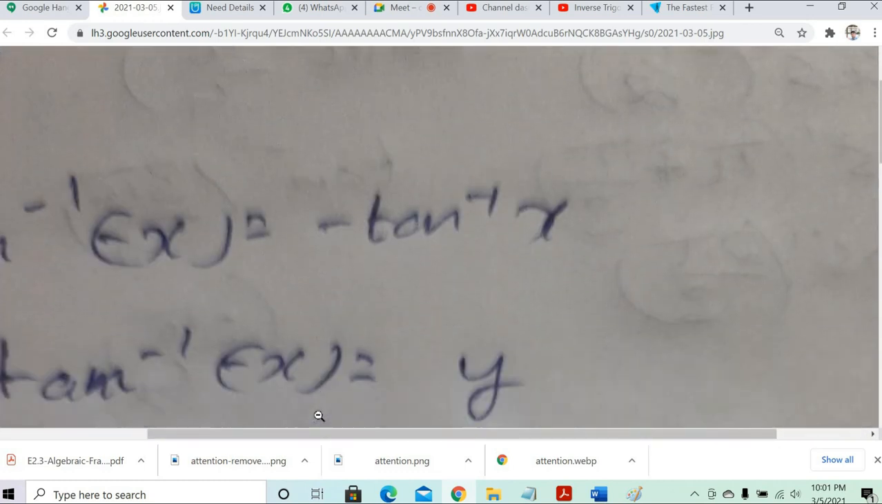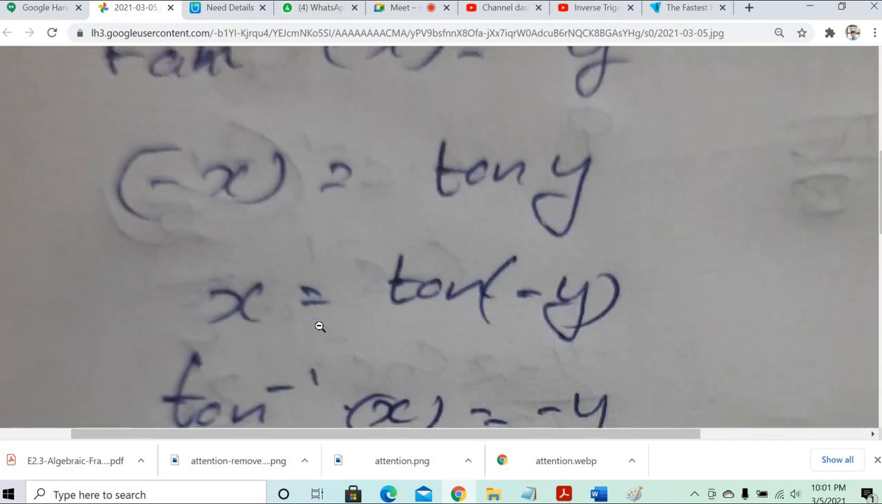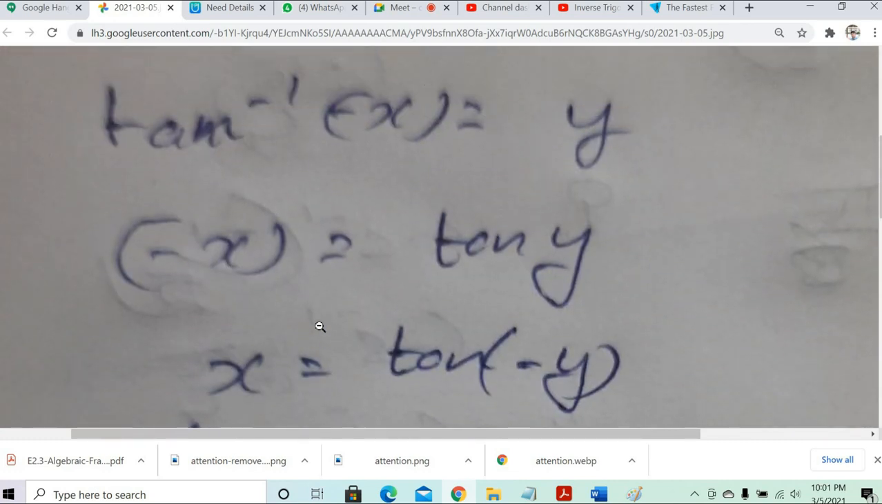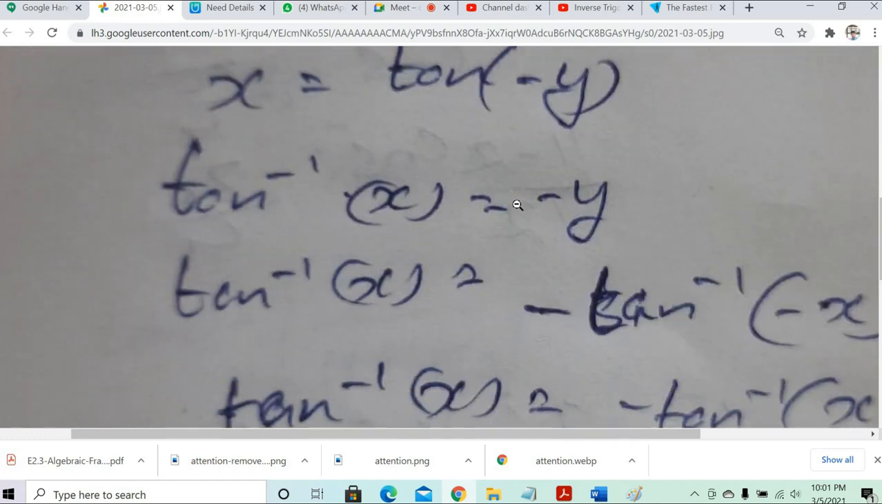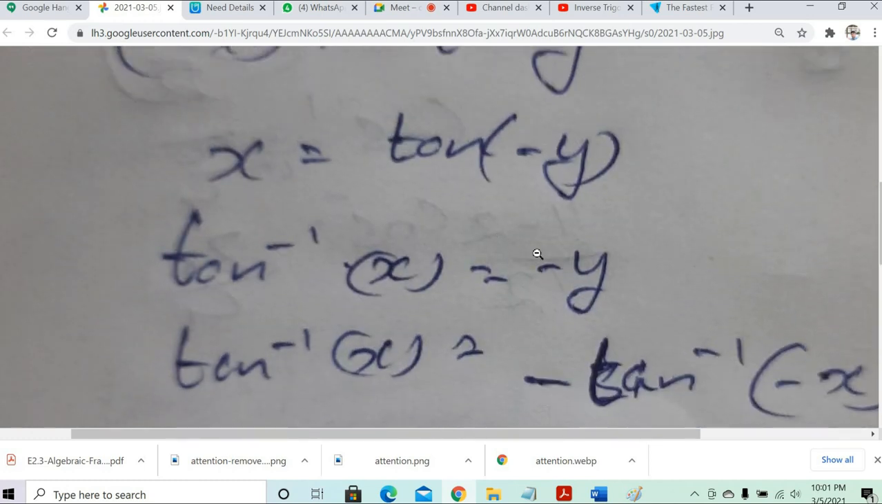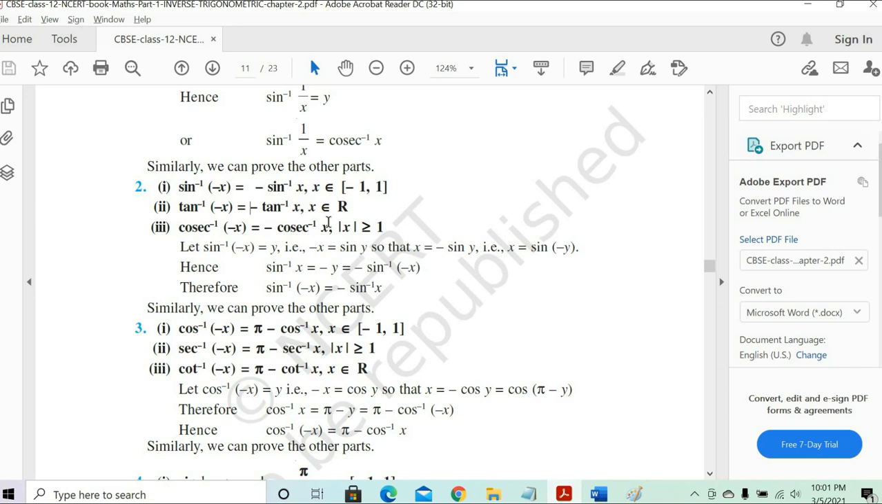So what you did: tan inverse of minus x is equal to y, and then minus x is equal to tan y. Then x is equal to minus tan y, fine. So tan inverse of x is equal to minus y, and so tan inverse of minus x is minus tan inverse x. Yes, correct answer. Absolutely correct. You understood this part? Clear?